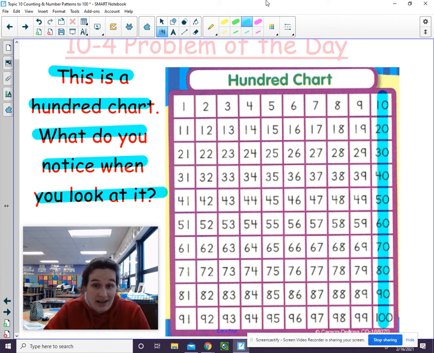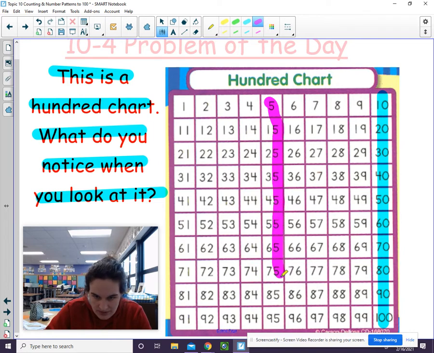Something else that I notice, and maybe you notice this too, is that all of the numbers here all have a 5 in them. They're all in the ones place. While, like this row, for example, they all have a 2 in the ones place. Anything else that you notice? All the numbers going this way, for example, in this one, these are all numbers in the 20s. They all start with a 2.